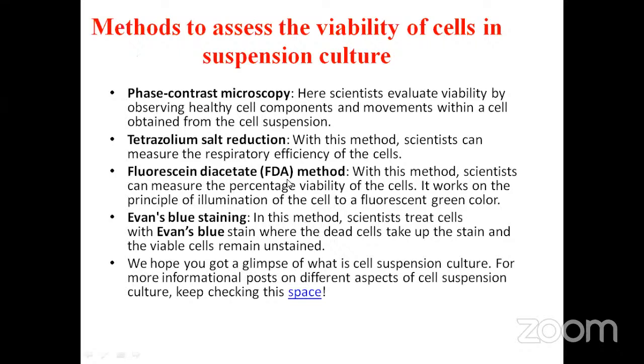Now, methods to assess the viability of cells in suspension culture. What are the methods involved in this? Let's see the methods. One, phase contrast microscopy, utilized to assess whether the suspension culture is good or bad. And tetrazolium salts reduction, fluorescein diacetate method, Evans blue staining. These are all utilized to assess the viability of cells in suspension culture.